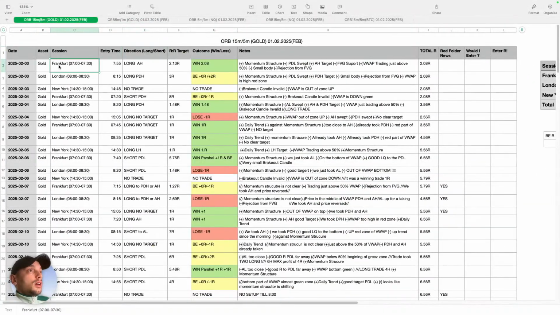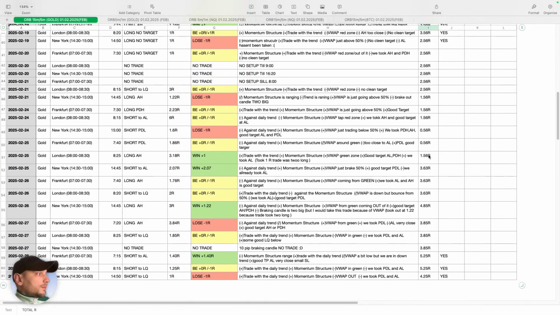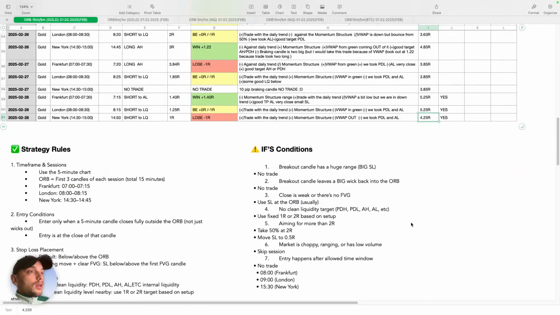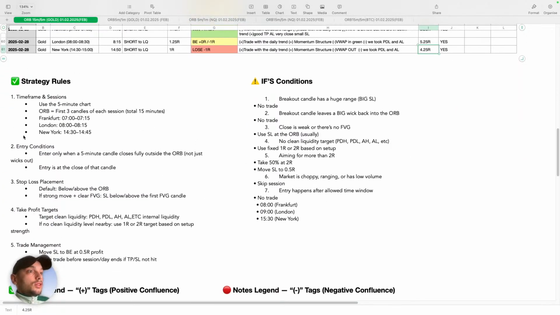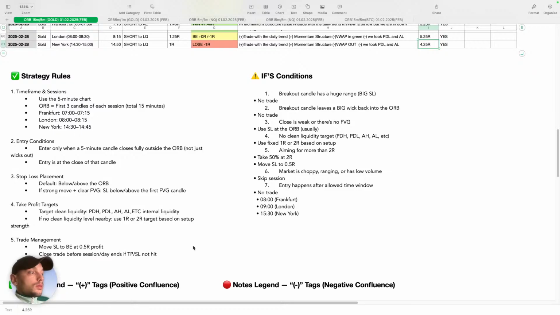So in here I tested Frankfurt, London, and New York. And in here you can see my total R in return: 4.25 for 1 month. This is all my rules for the strategy. You can take a screenshot. And this is all my if conditions. You can take a screenshot.